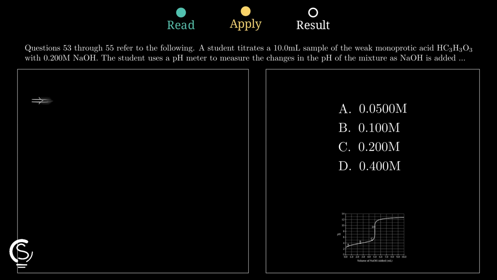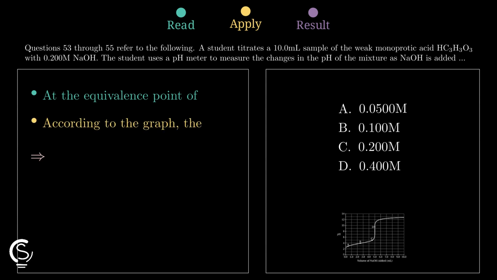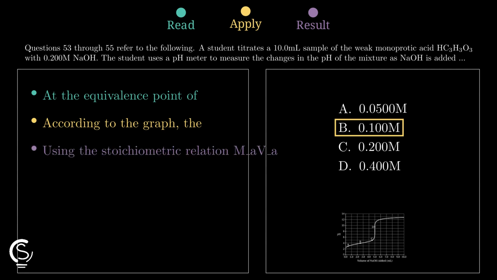Next, we use the molarity of the base, which is 0.200 M. Since the acid is monoprotic, the moles of base must equal the moles of acid. Finally, multiply 0.200 M by 5 milliliters and divide by 10 milliliters. This calculation gives 0.100 M.